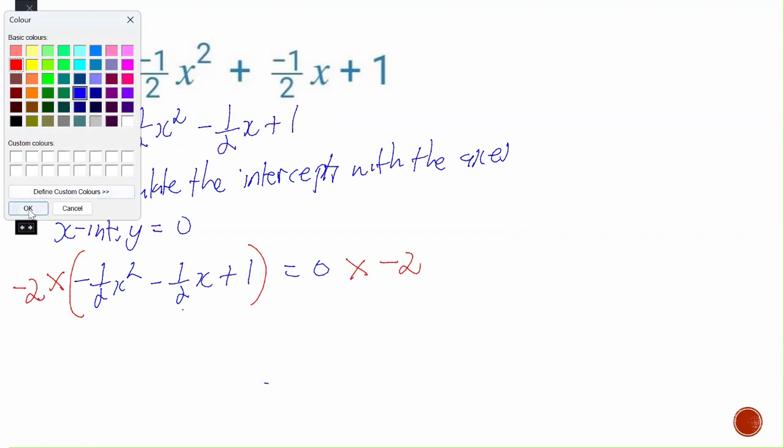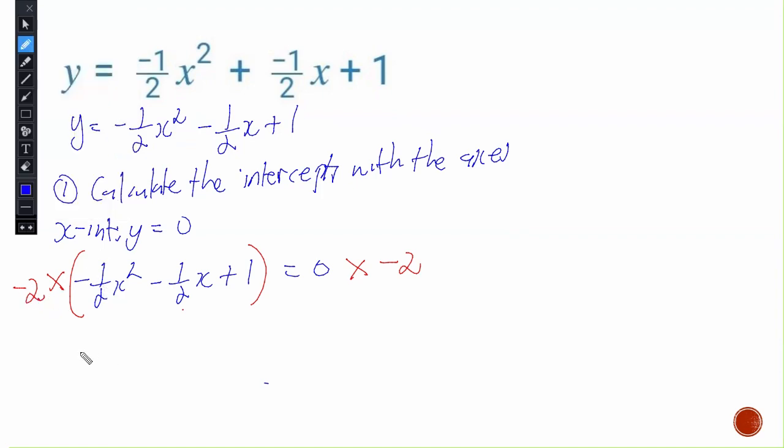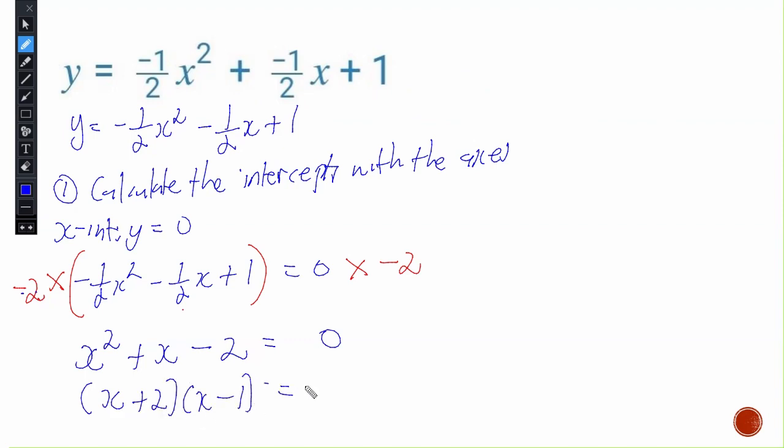Now, when you multiply, you will have negative 2 times negative half, that's going to be positive x squared. Then negative 2 multiplied by negative half, that's going to be positive x. Then negative 2 multiplied by positive 1 is negative 2, and 0 times negative 2 is still 0. At this point, you need to factorize, which will give you x plus 2 and x minus 1 equal to 0. So x is equal to negative 2 or x is equal to 1. In coordinate form, you have negative 2, 0 and also positive 1, 0.